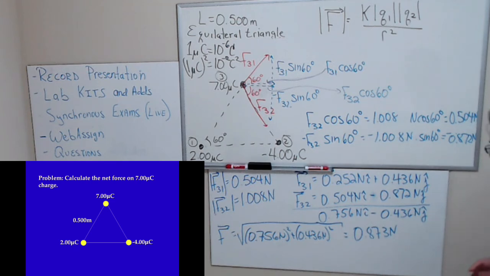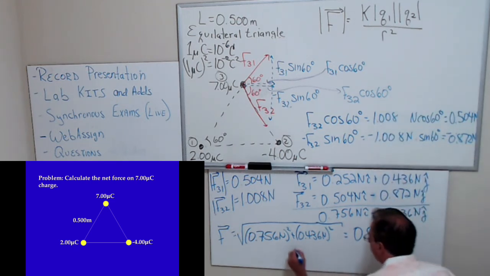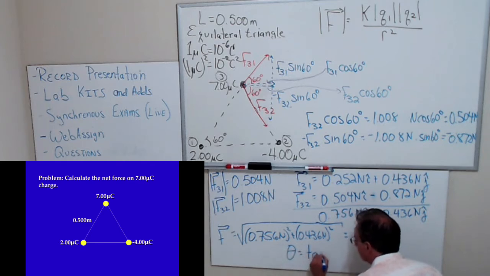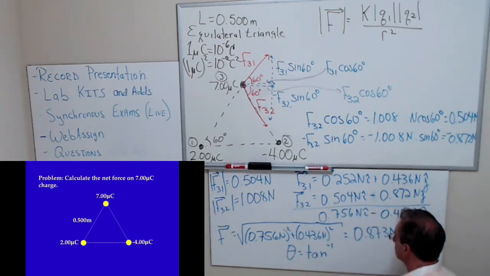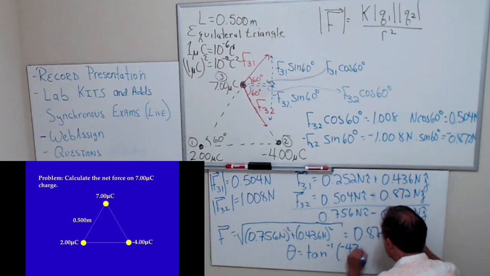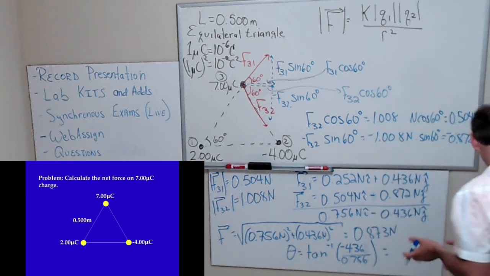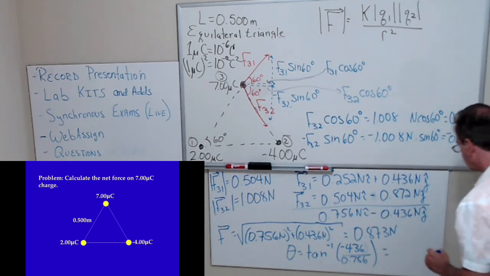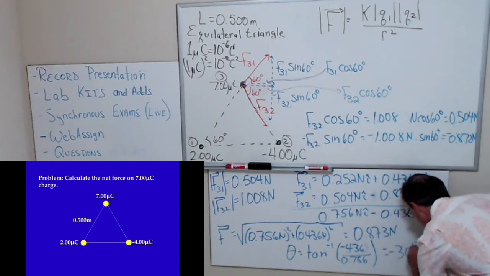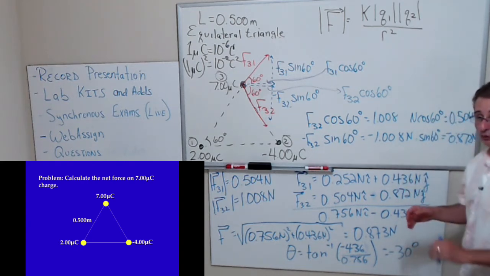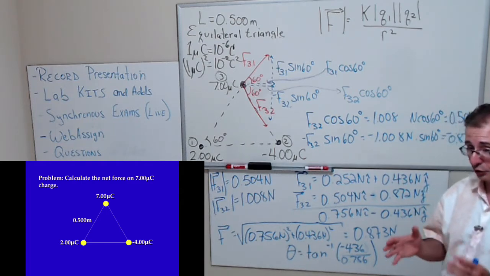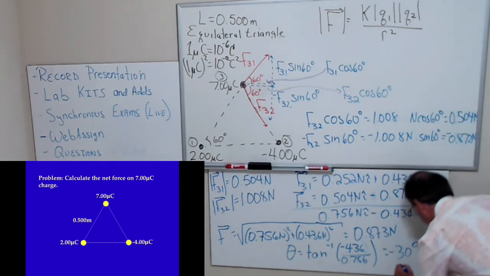And then to find the angle, theta, I take the inverse tangent of the y component over the x component. So the y component is minus 0.436. That's the x component. And I don't have to put in the units because the units will cancel out. And so this will give us minus 30 degrees. Minus 30 degrees with respect to the x-axis, or 330 degrees with respect to the x-axis.